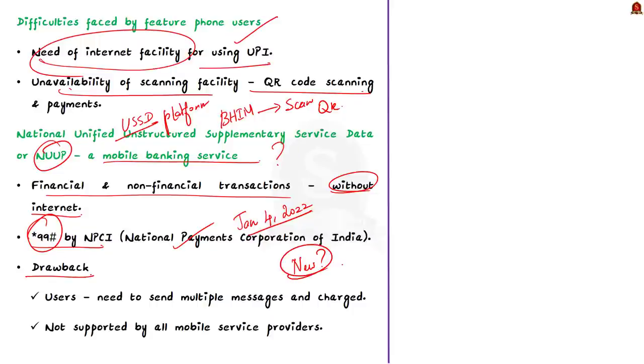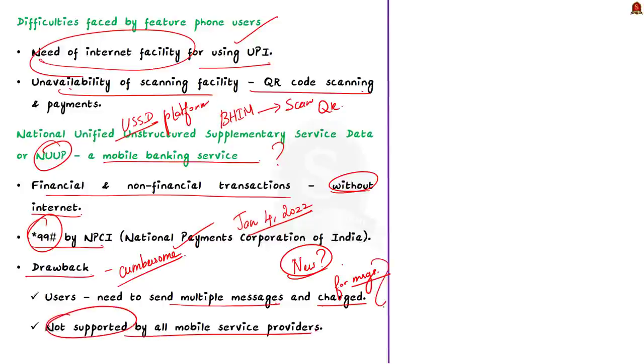We'll see what is that. See, this USSD based process is considered cumbersome. Cumbersome means difficult, because users are required to send multiple messages and they are charged for the same. Also note that it is not supported by all the mobile service providers. So this is exactly why new UPI payment solution is launched by the Reserve Bank of India.